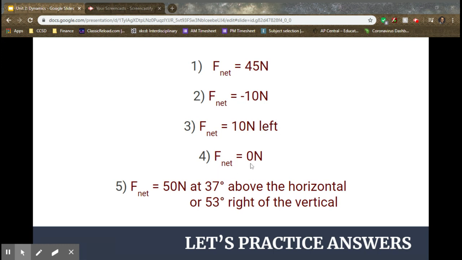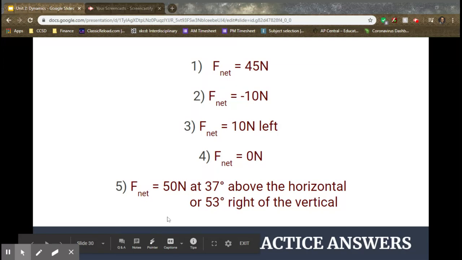Number 4, our net force is 0. If something has a net force of 0 newtons, that means that there is no net force there, which means that there's no direction. If there is no size to your net force, there's no direction to your net force either. So we did not need to include any direction here for our net force because there's no size to it. It doesn't exist, so to speak, okay?